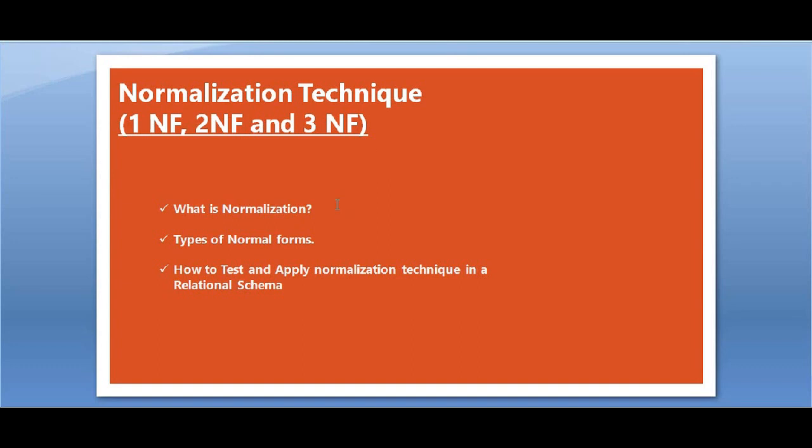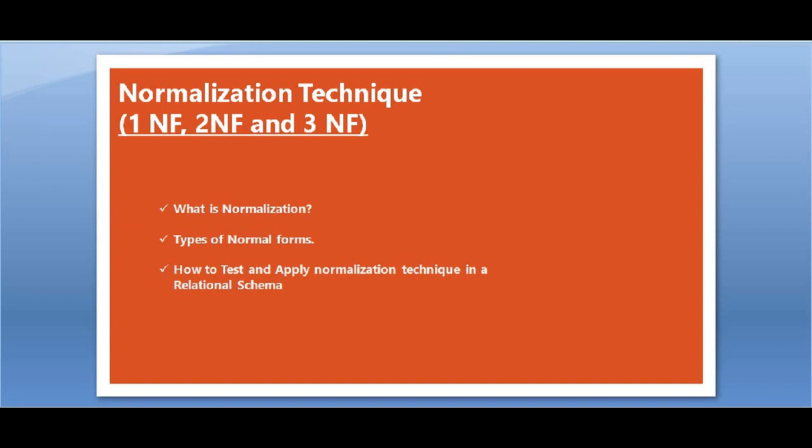So first we will explore, on a lighter note, what is normalization. Then we will go to various types of normal forms, their definitions, and then we will cover the actual process of applying those normal forms into database tables. So let's get started and explore one by one.